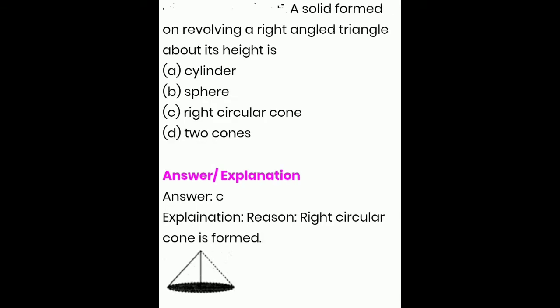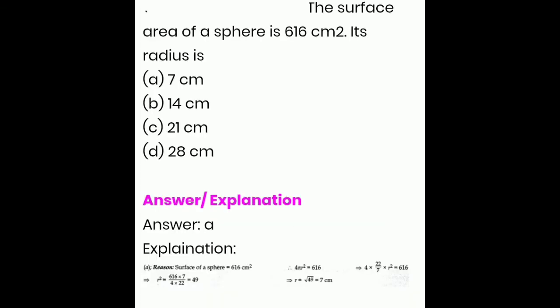Next we have a solid formed on revolving a right angle triangle about its height. So a right circular cone is formed. All of you look at the screen, children. Are you identified? Okay. So next we have the surface area of a sphere is 616 centimeters square. What is its radius? By using the formula, we will derive the radius. Understood, children? Look at the explanation.